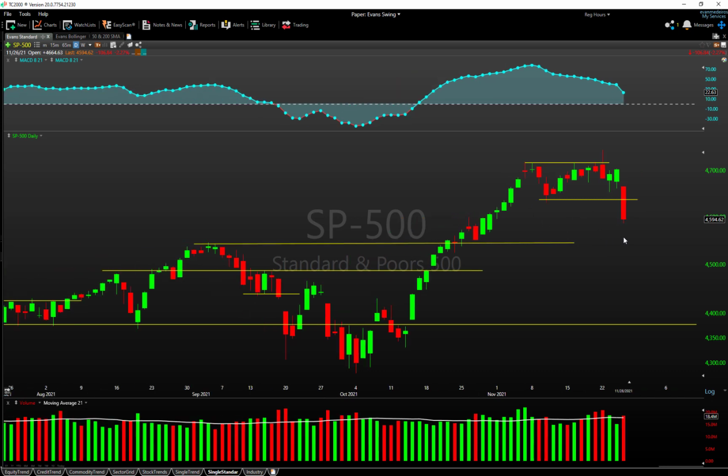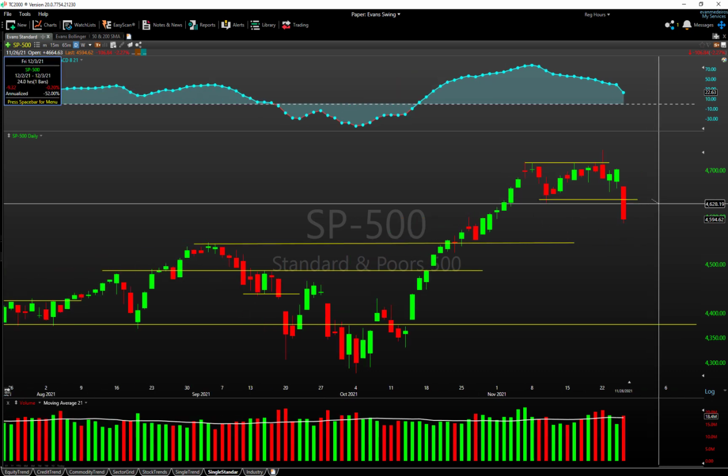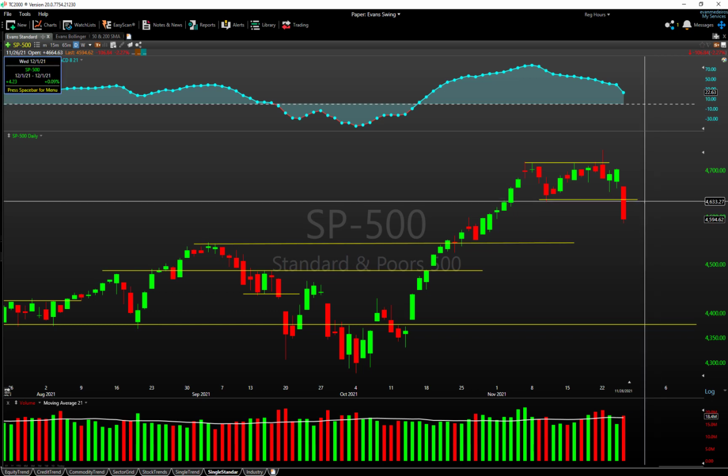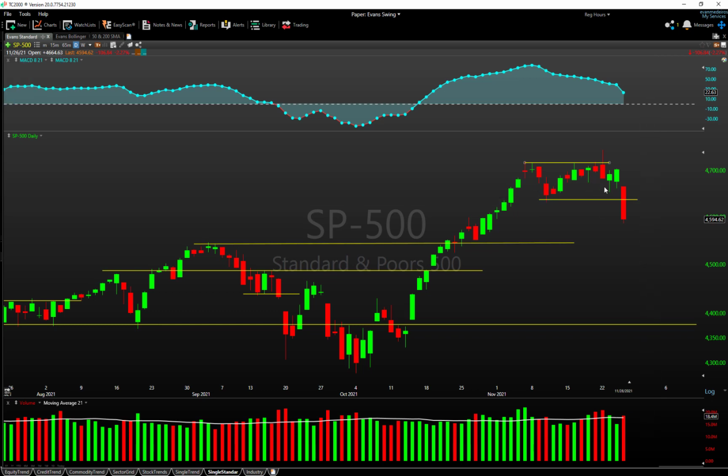So for the S&P 500, the way I view this now is I want to see us quickly and aggressively get back over 4640. That's the approximate zone here. Reclaim this prior pivot, get back up into this consolidation. If we can do that on Monday, then again, maybe we can save ourselves here.